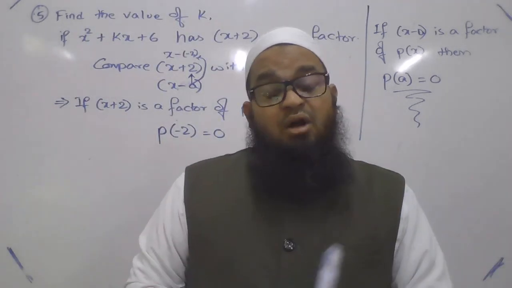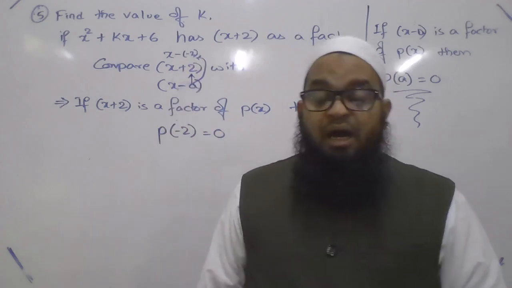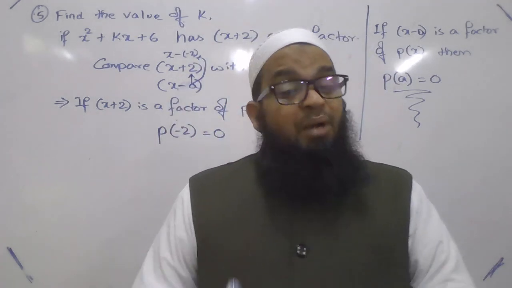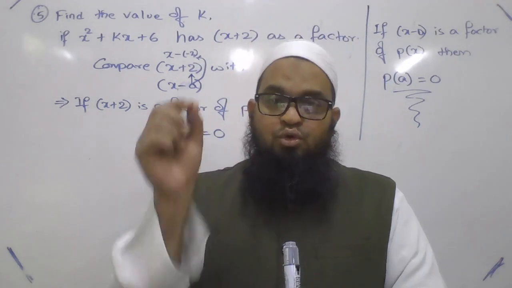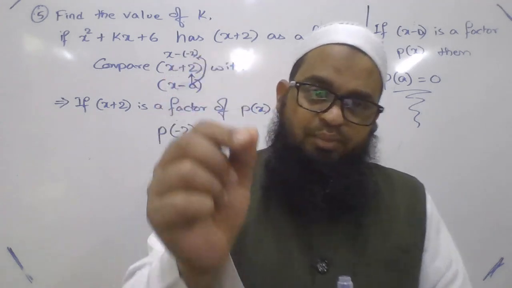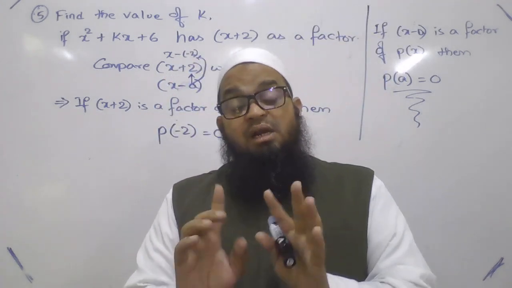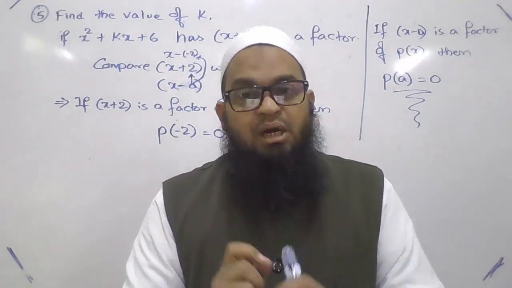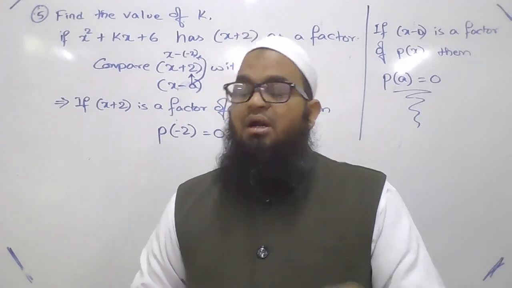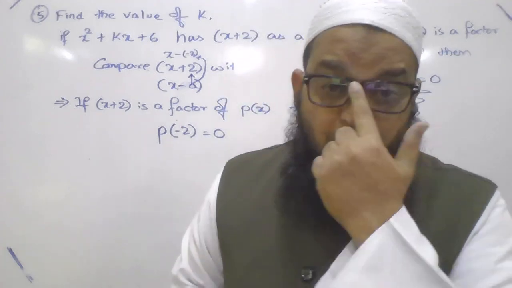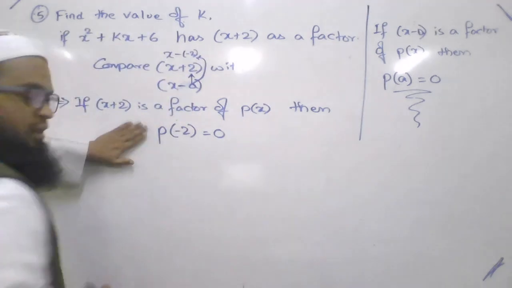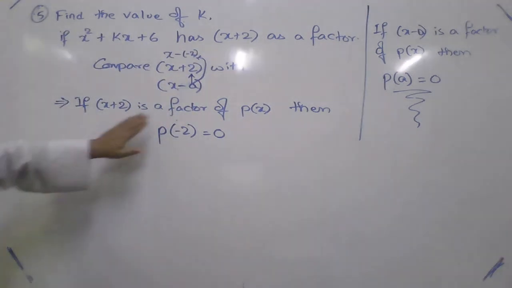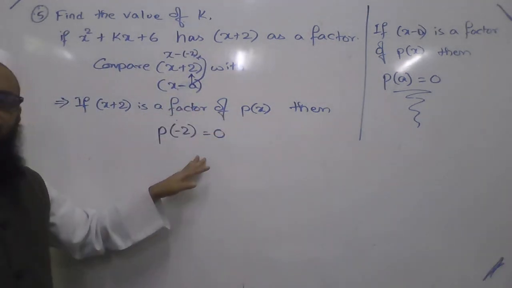Students, if you are listening to this, it will be very good, and you will understand it. You will think that, oh, I understood everything. But until and unless you do these steps on paper, you will not understand, you will not remember it, and you cannot solve it in examinations. Okay, so now this one you understood. If x plus 2 is a factor, then p of minus 2 is equal to 0.